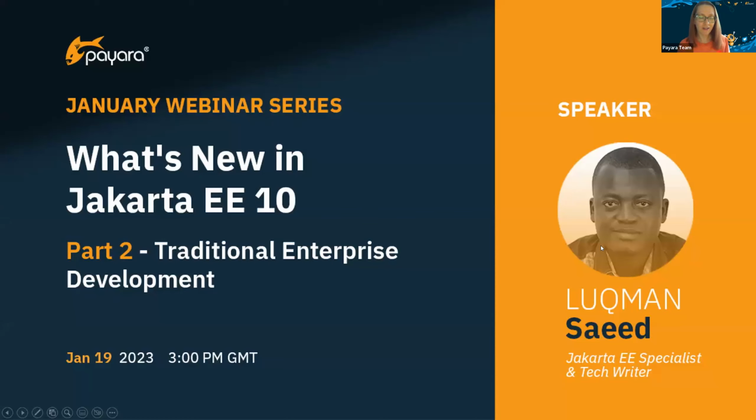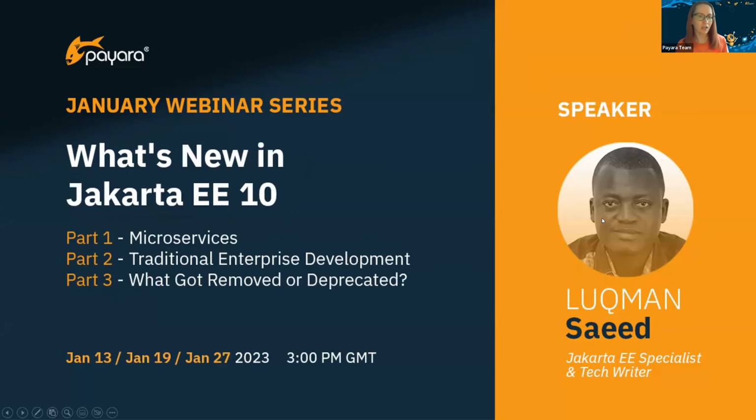Yeah, so this was part 2 of our webinar, so the middle one of our webinar series. And next week on Friday, so today is Thursday, so just to make it a little bit more confusing, the next one is on Friday, the same time at 3 p.m. We will be carrying on the conversation about what's new in Jakarta EE 10. And this time we'll finish up with what got removed or deprecated.